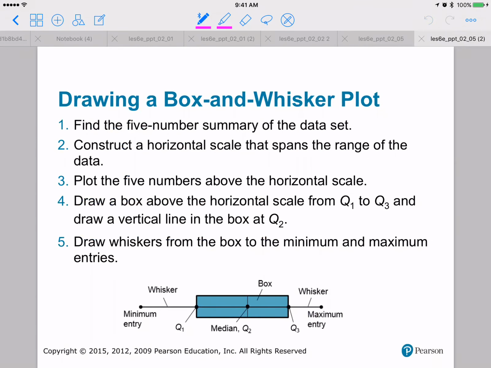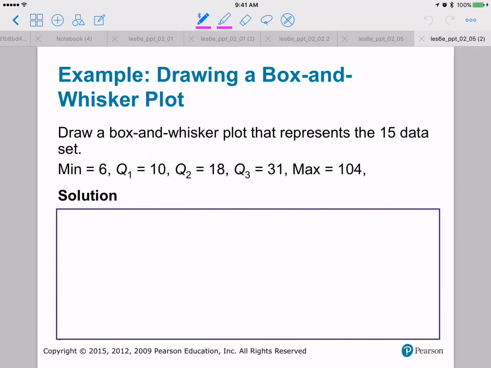Okay, and so we've got some information here, and I'll let you read that. You can pause the video and read this in order to draw a box and whisker plot. First, you find your 5-number summary. Then you're going to draw your horizontal scale. The scale needs to be as long as the range of the data, and this range is referring to the interval range. Okay, so let me just get to it. I'll show you how to do it.